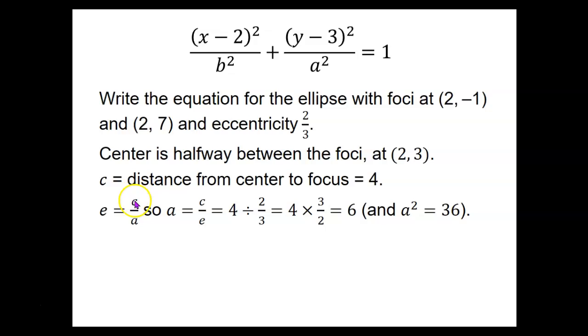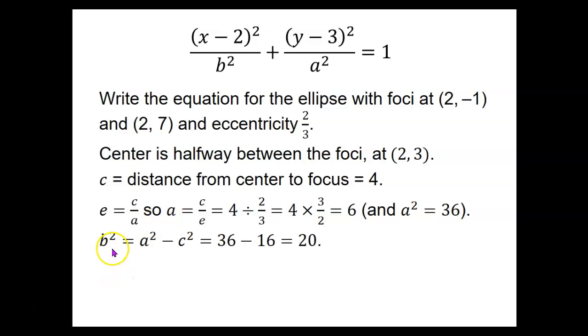E equals c over a. And we know 2 of those numbers. We know the eccentricity and we know c, so we can work out a. A would be c divided by e. So 4 divided by 2/3 is the same as 4 times 3/2, which is 12 over 2, or 6. So now we know a is 6. So in the part of the equation where there's an a squared, we can put in 36.